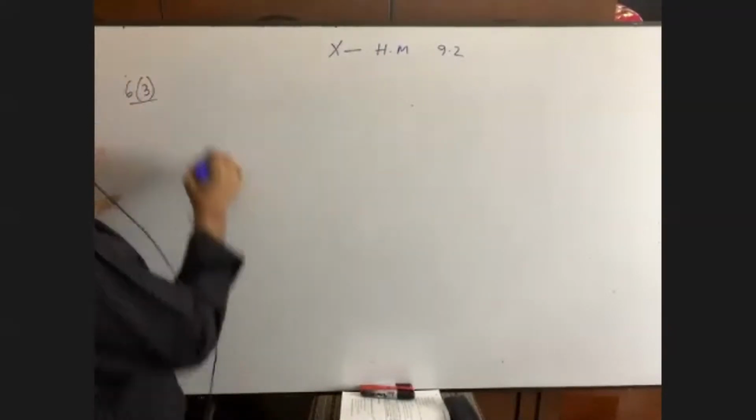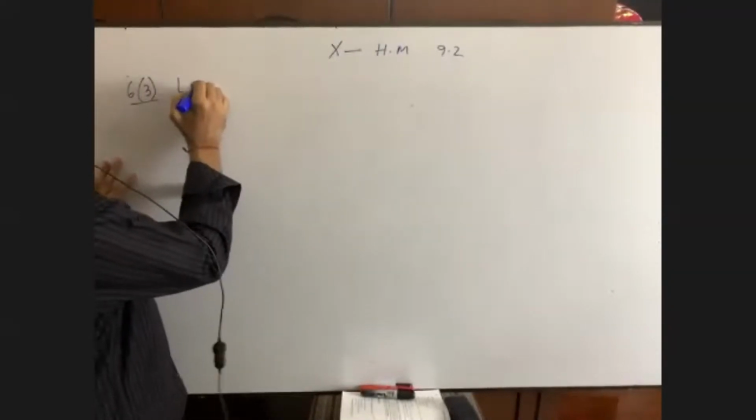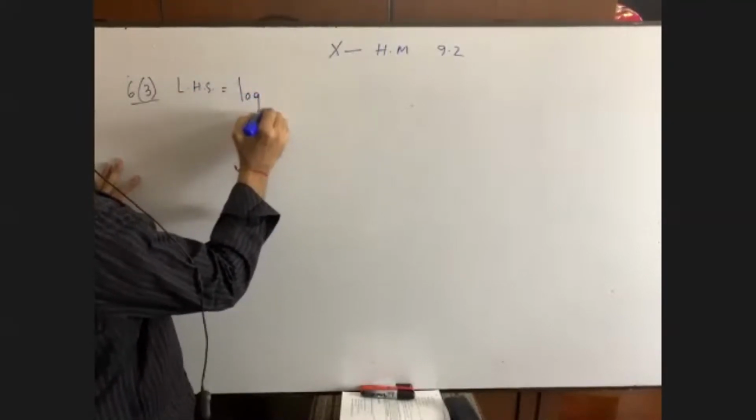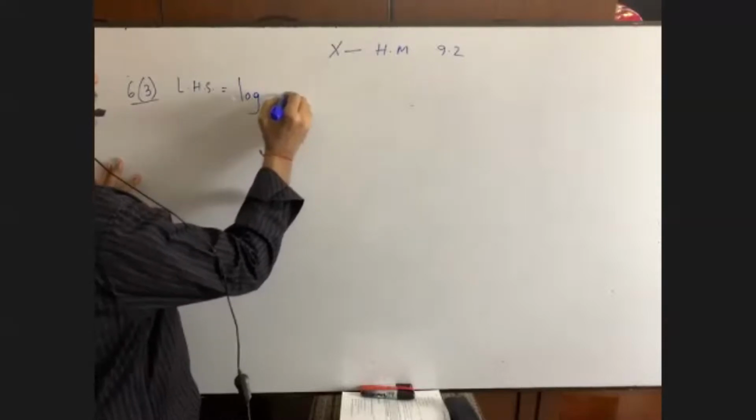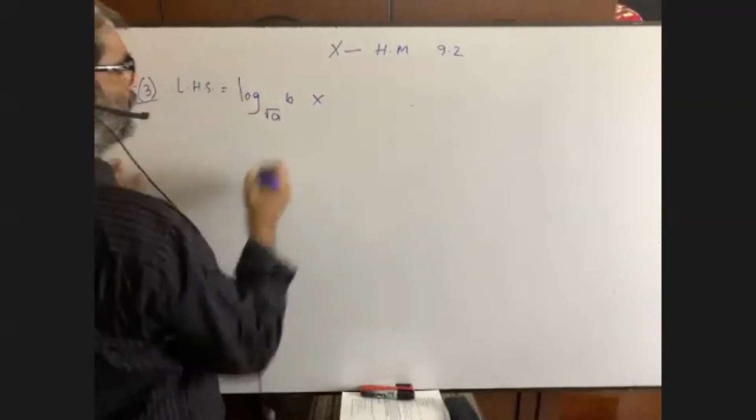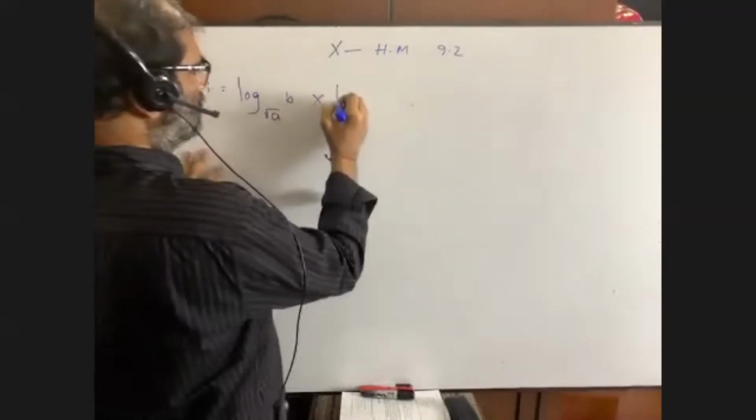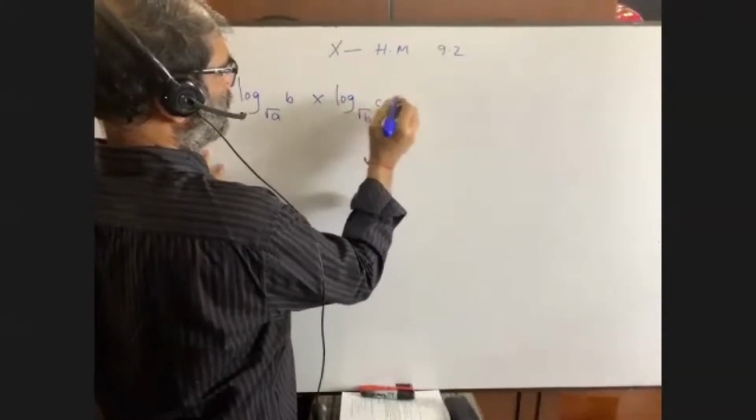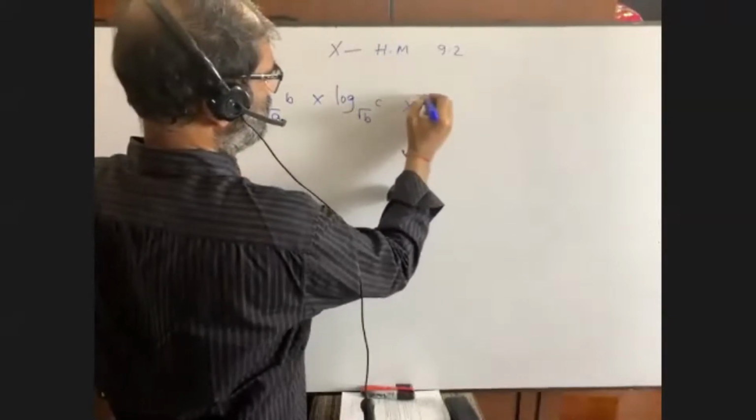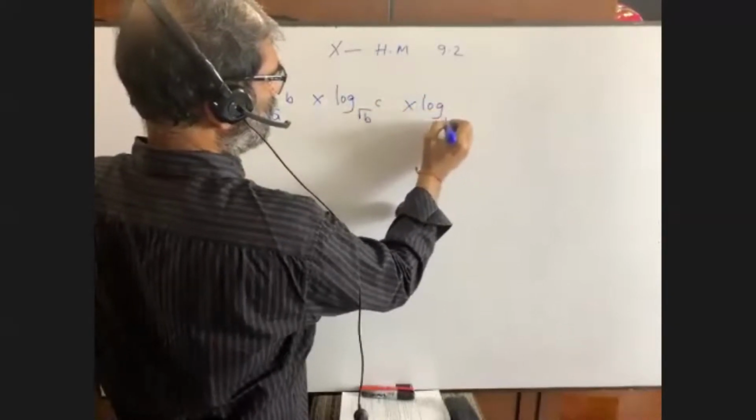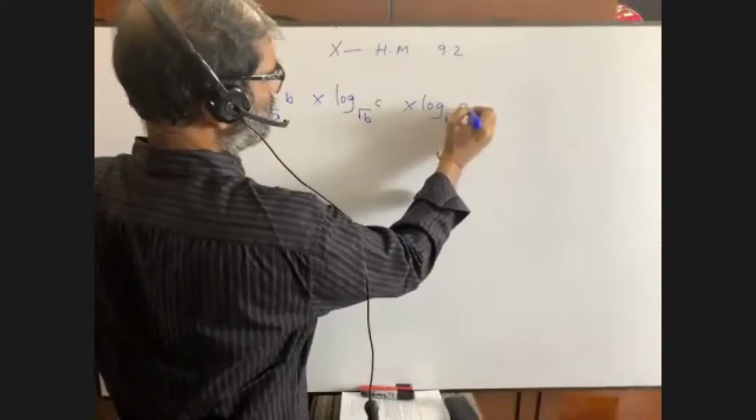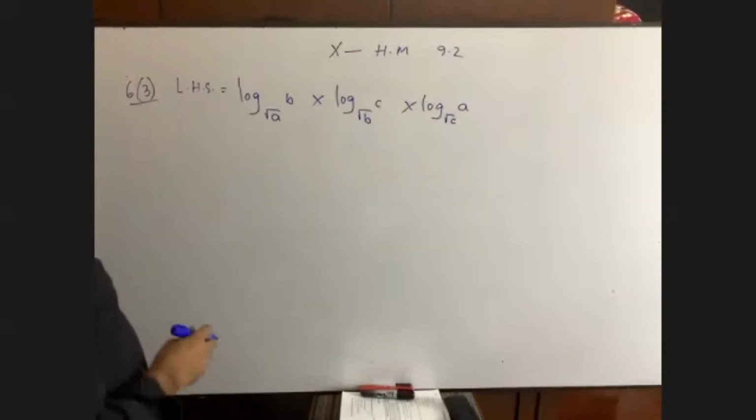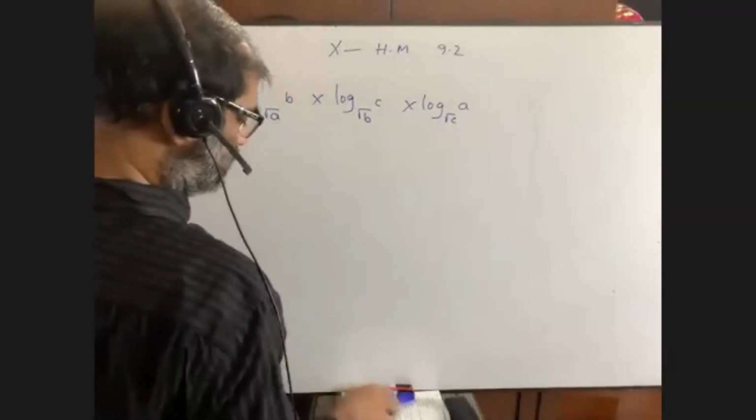Log, left hand side, log root AB into log root BC into log root CA. This is the left hand side. What I told you, can you remember please, all of you?